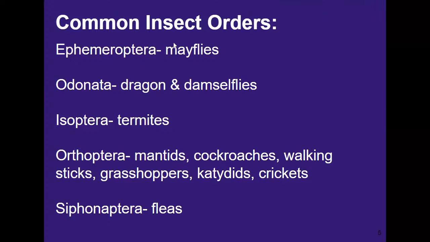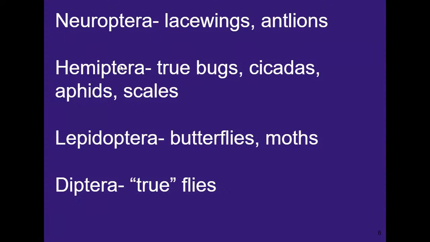Ephemeroptera, Odonata, Isoptera, Orthoptera. Now, Orthoptera has been split into some smaller, depending on the taxonomist. Again, this is an older system. But Orthoptera may be split into more families in some systems. Siphonaptera, Neuroptera, Hemiptera, Lepidoptera, Diptera.